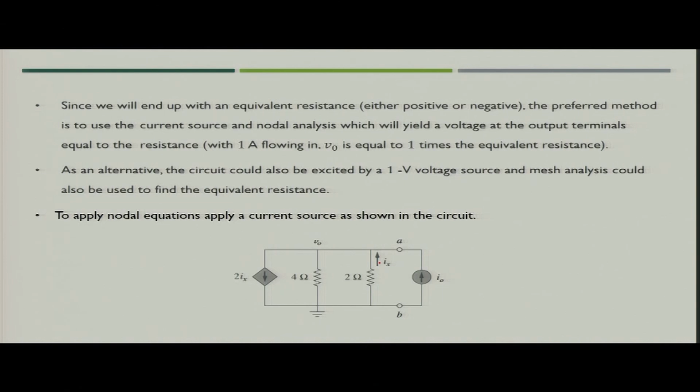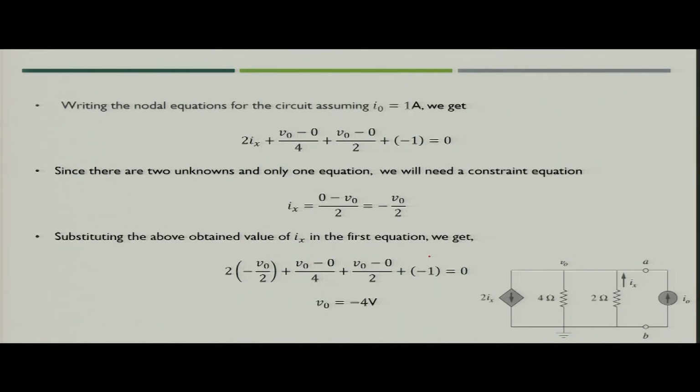So, we will solve it with the help of a nodal equation, because it is easier to apply Kirchhoff's current law in this particular circuit. Let us apply the nodal equation while putting the value of I naught as 1 ampere. Now, if you see this node, whether this is A or this node or this node, all are at the same potential. So, eventually this will be considered as a single node.